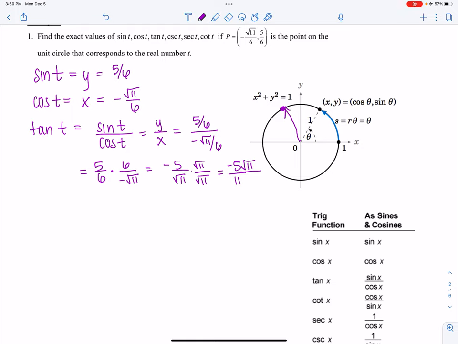Next up, let's do cosecant. What do we know about cosecant? It's 1 over sine, which is representative of y. 1 over my y of 5 over 6 would just be 6 over 5. Next we have secant.